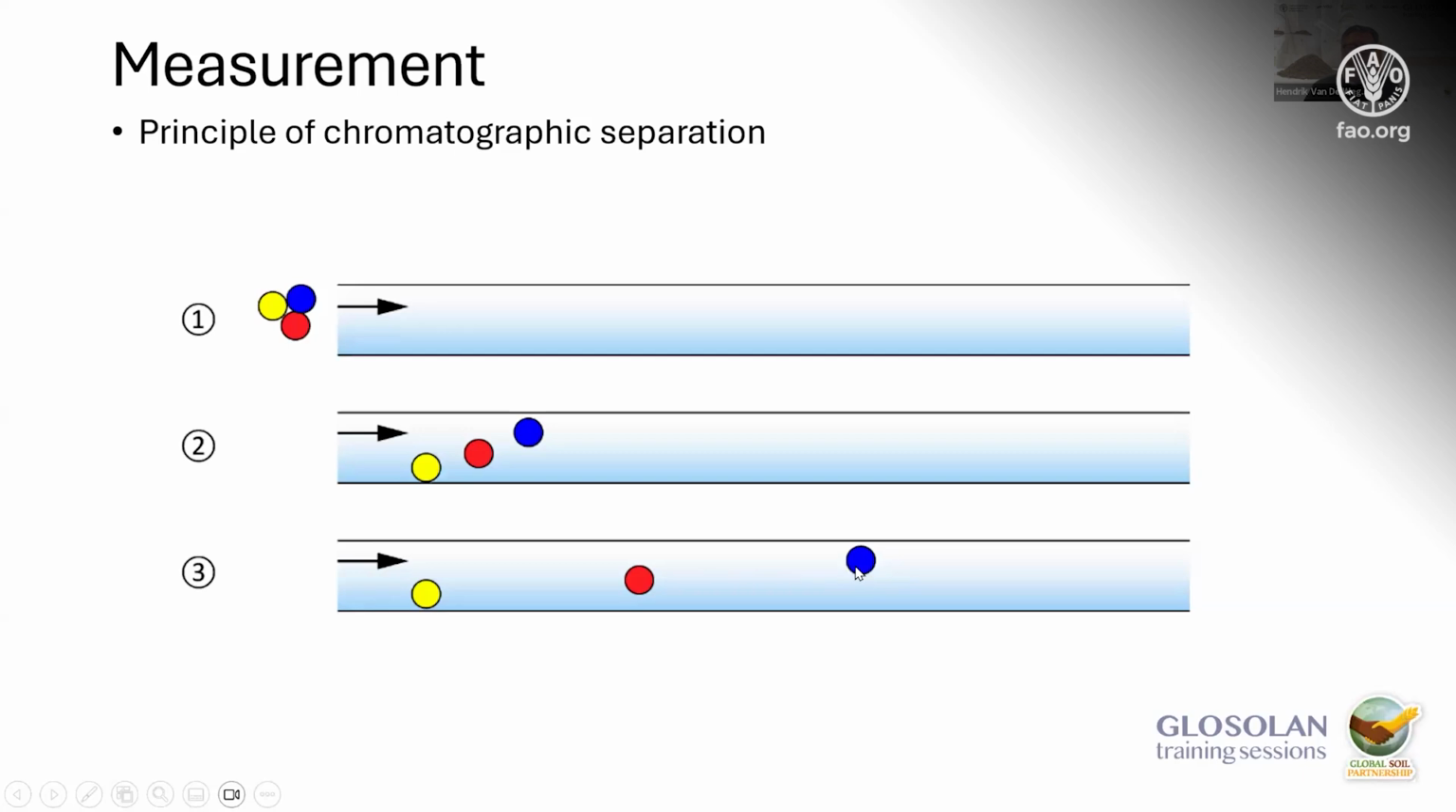That's the principle of chromatographic separation. At the end of the column, where you have the detector, you will first see the blue one, then you will see the red one, and then you will see the yellow one. So they are separated in time.